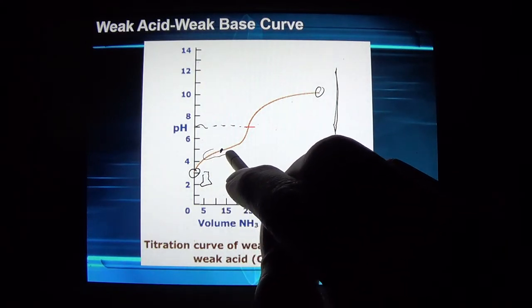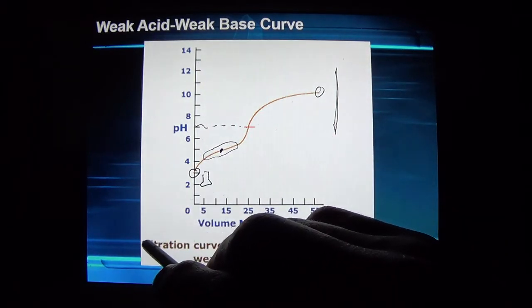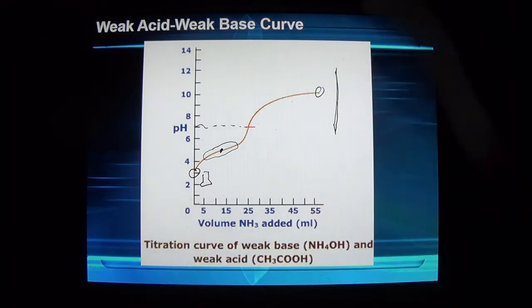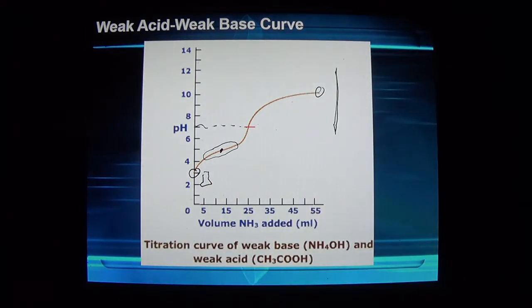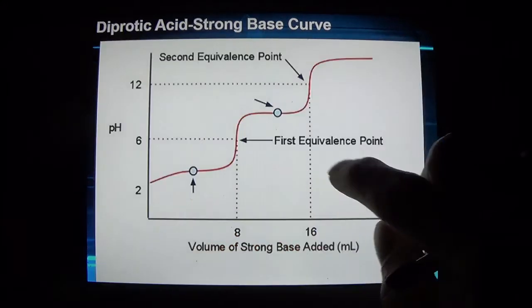There seems to be a little bit of a buffer region there. That's not necessarily unusual, because remember, anytime we have the RICE table, we could be having a salt being made, and we could have a side reaction going on. If I have not set up to be a buffer in the first place, it's not going to be a large region, but it could totally be there.